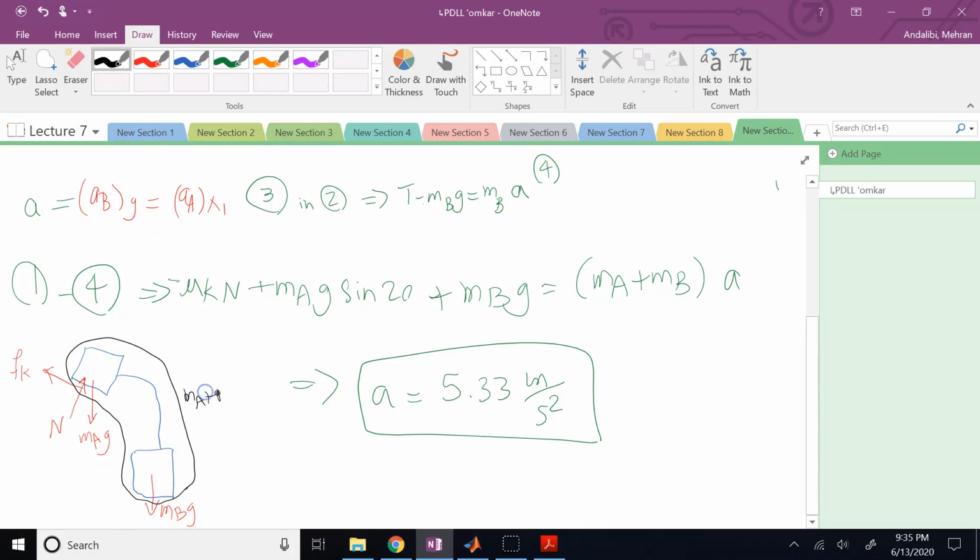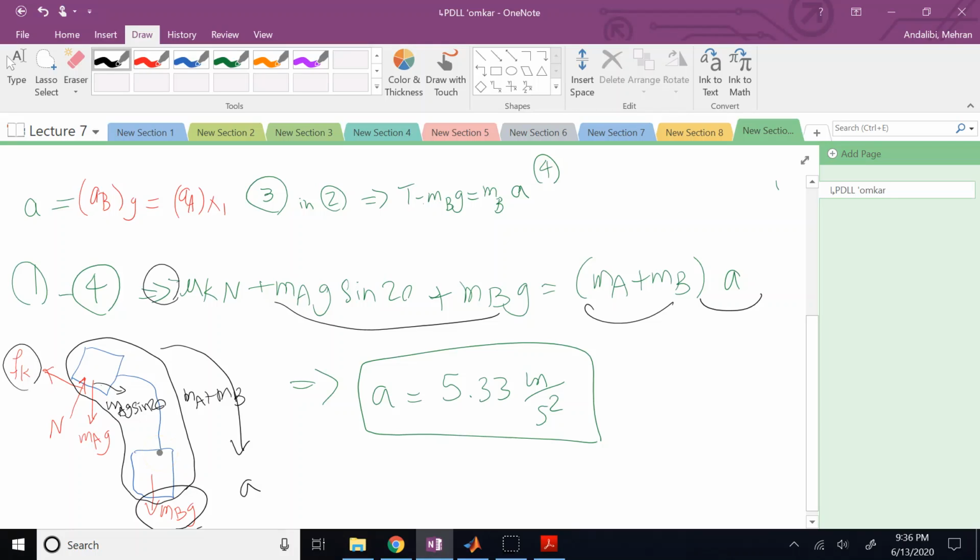Ma plus mb, which is moving with some acceleration a, and the forces that make the system move in the direction it wants to move is mbg plus the component of mag, which was mag sine 20, if you remember, and Fk is the one that doesn't like it. That's why it's negative, these two are positive. So yes, I could get this whole thing by just looking at the combined FBD.